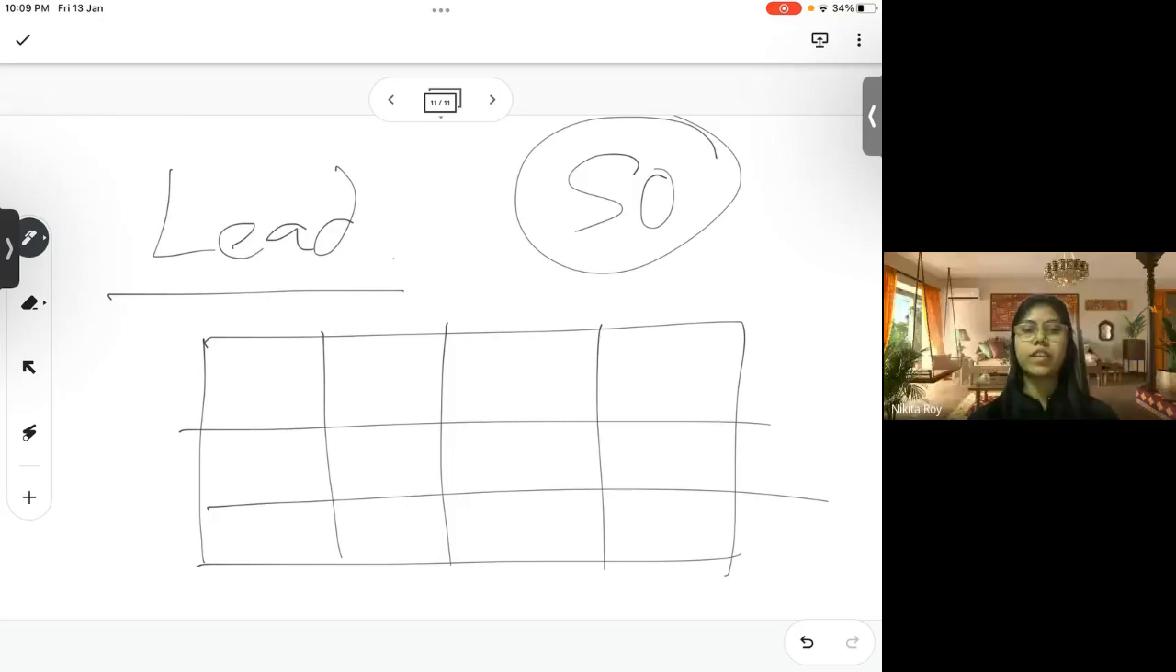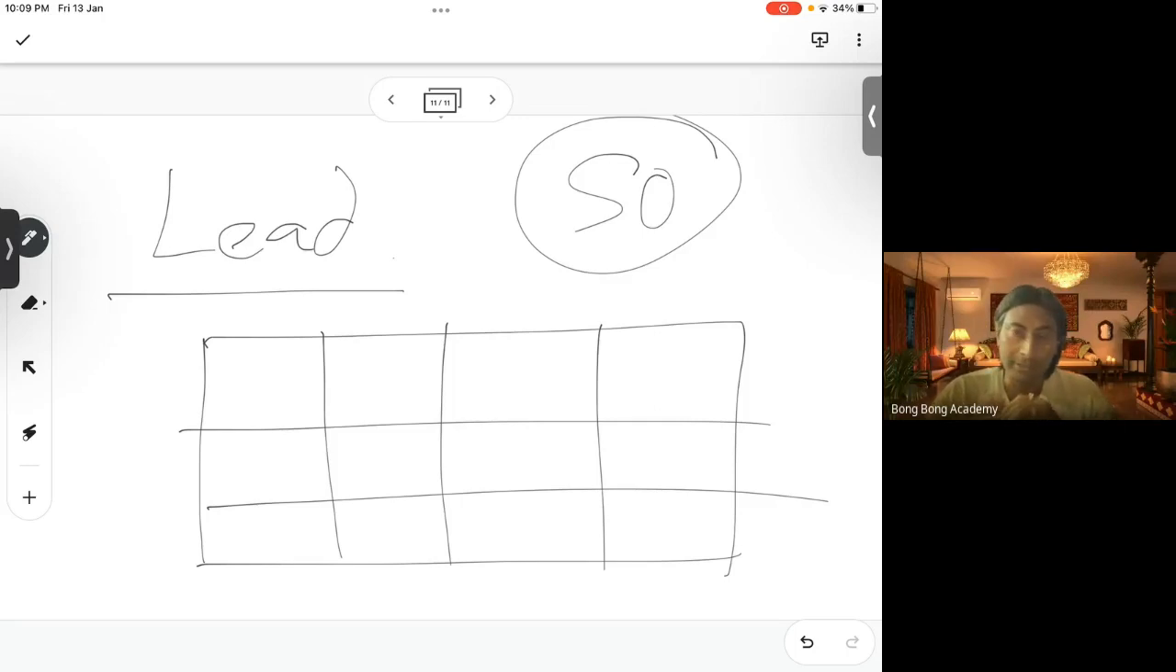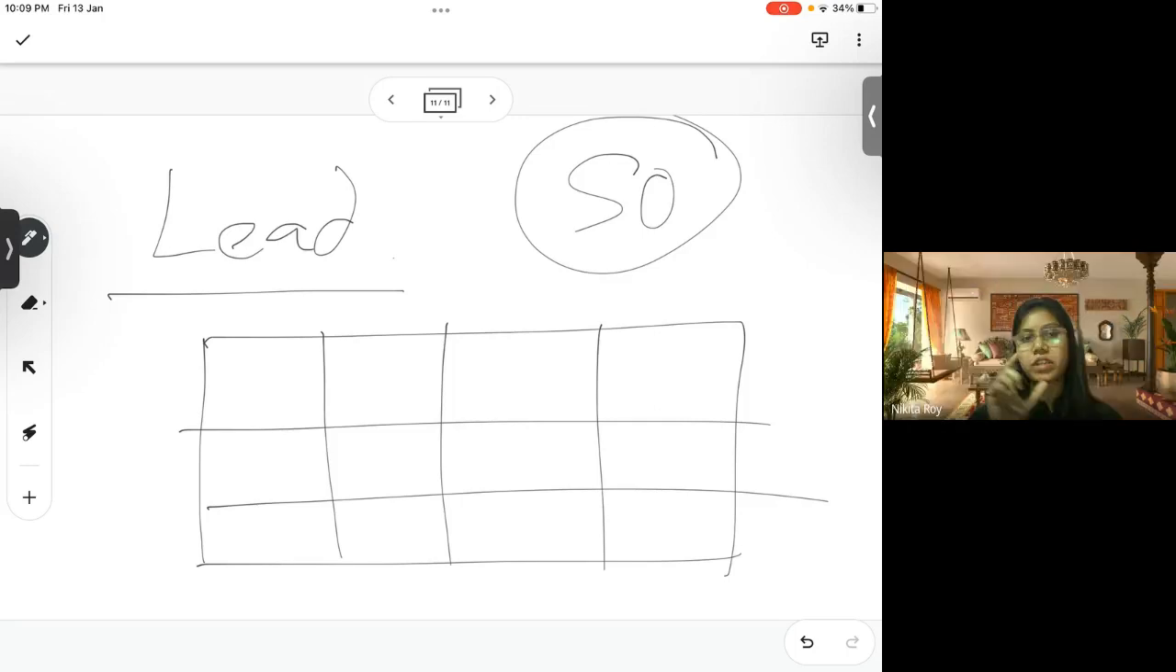So first, I think I will write the lead name and then the lead type. What is the name? Give me the columns of this table. That is what I'm asking. Okay, the first will be the lead name, and then the lead source, from where the lead is getting generated.